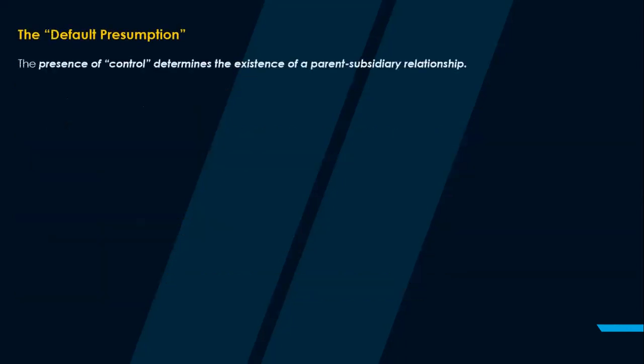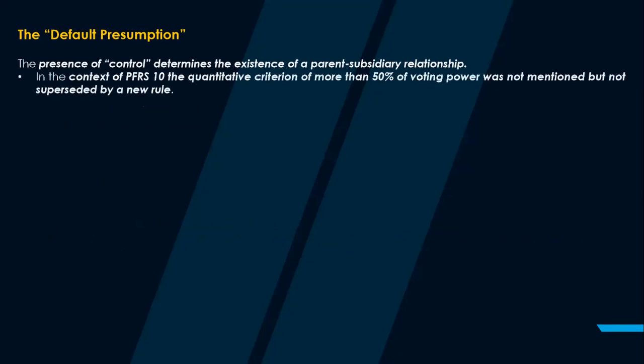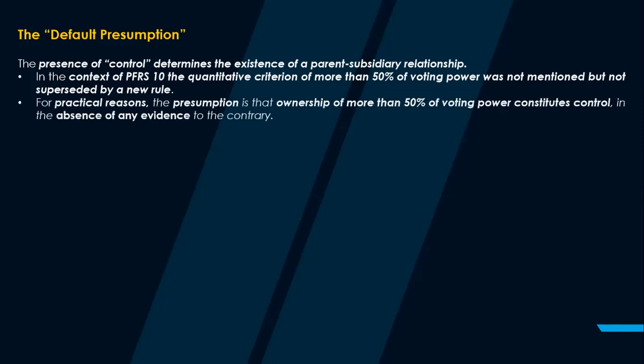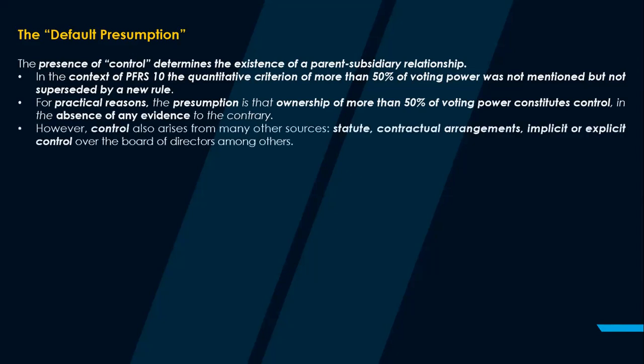The default presumption, the presence of control, determines the existence of a parent-subsidiary relationship. In the context of PFRS 10, the quantitative criterion of more than 50% of the voting power was mentioned but not superseded by a new rule. For practical reasons, the presumption is that ownership of more than 50% of voting power constitutes control in the absence of any evidence to the contrary.